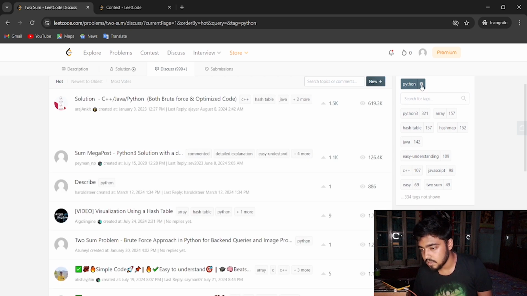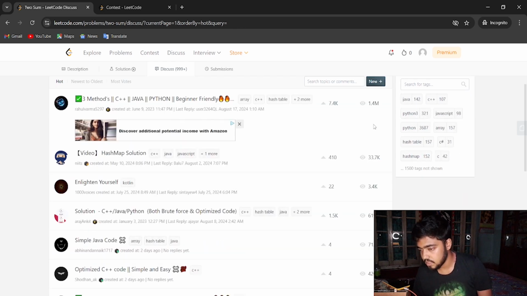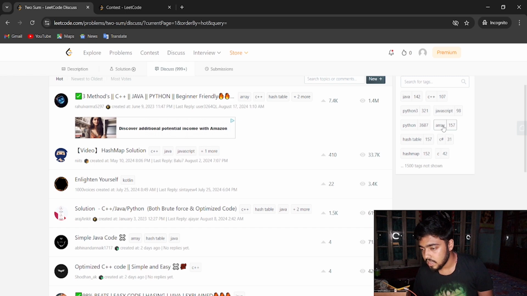Let's say Python. These are the languages in which the people in the discuss section have solved it, but you don't need to consider them. But you can see one thing, that there are some data structures mentioned over here: array, hash map, and hash table. So you can get a basic idea that you have to use an array, hash map, or hash table.